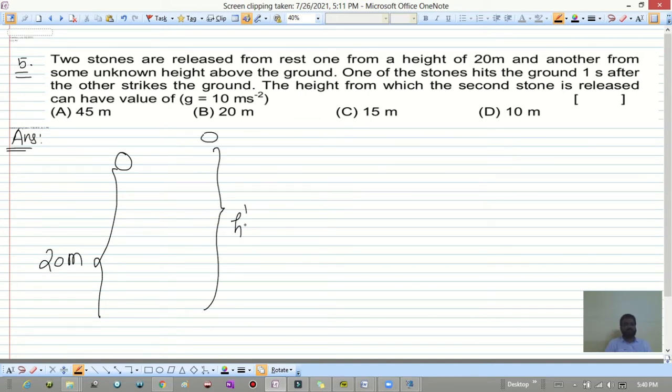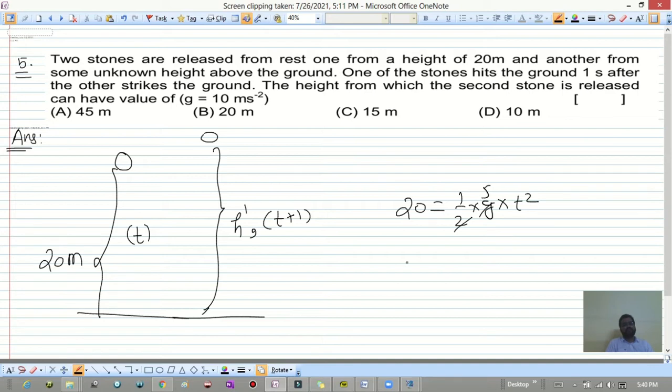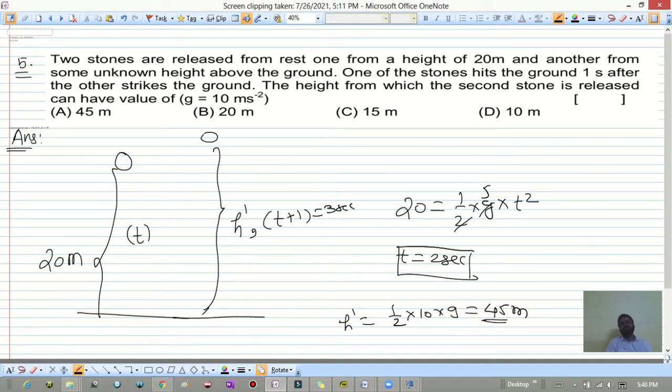I considered firstly the highest height, greater than 20 meter. So for this, let us consider time will be t plus 1, and for this let us consider time is t. Now we can calculate this time: displacement 20 is equal to half into g into t squared. So we have, this is 5, so t is equal to 2 seconds. If t is equal to 2 seconds, this is equal to 3 seconds, and h dash is equal to half into g, that is 10, into 9, which is equal to 45 meter is the answer. This is one of the possibilities.